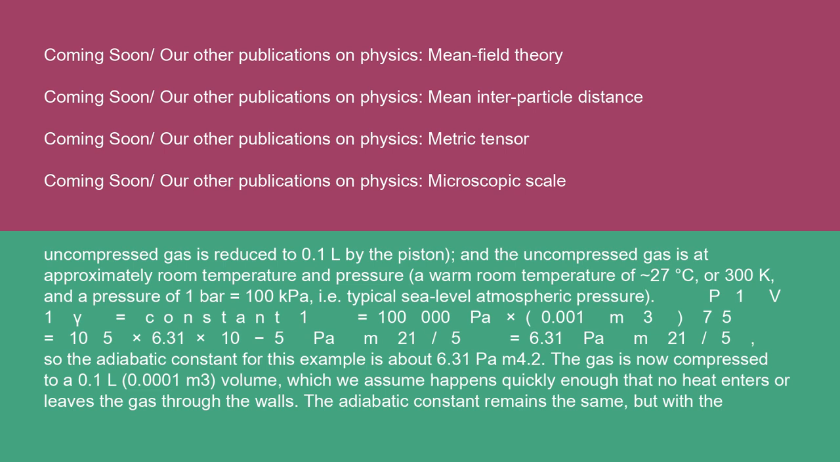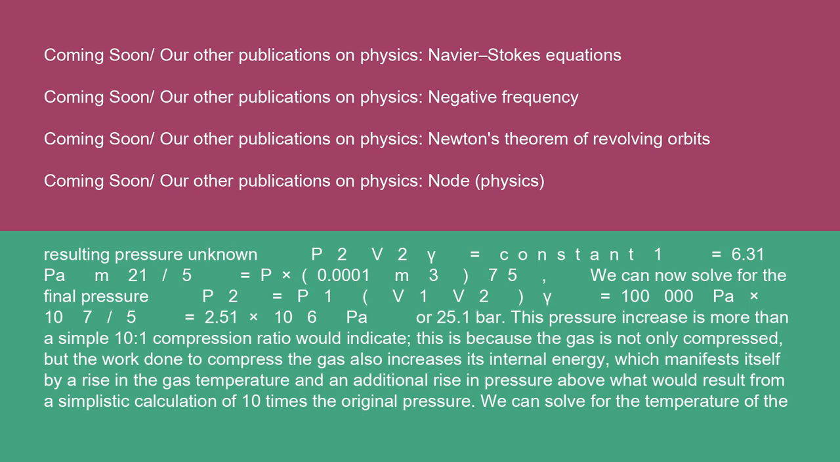The gas is now compressed to 0.1 L, 0.0001 cubic meters volume, which we assume happens quickly enough that no heat enters or leaves the gas through the walls. The adiabatic constant remains the same, but with the resulting pressure unknown, P2 V2^γ = constant = 6.31 Pa·m^4.2 = P2 × (0.0001 m³)^(7/5). We can now solve for the final pressure: P2 = P1 (V1/V2)^γ = 100,000 Pa × 10^(7/5) = 2.51 × 10^6 pascals or 25.1 bar.